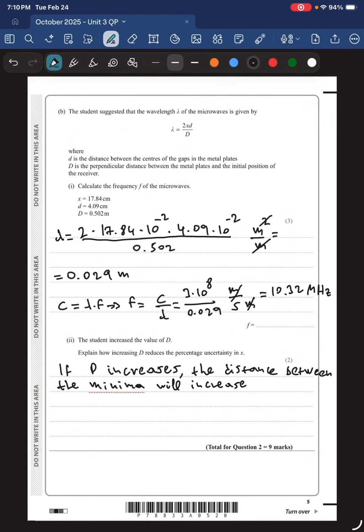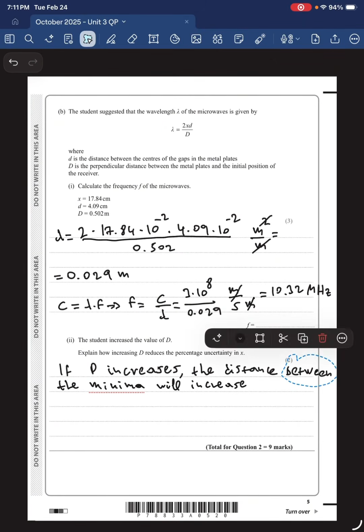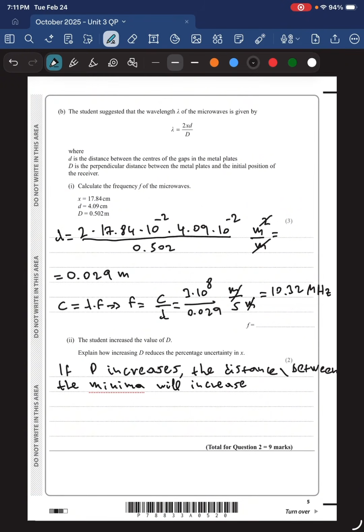So yeah, if d increases, the distance between the minima will increase. So the distance x between the minima, okay? So let me pull this there, okay? The distance x between the minima will increase.